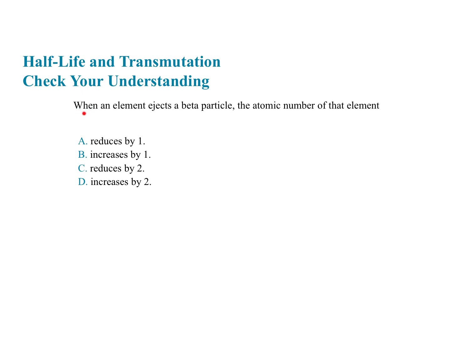The next question is really the same question, but instead of ejecting an alpha particle, what if it ejects a beta particle? When an element ejects a beta particle, what happens to the atomic number of that element? Well, we know that a beta particle is an electron, so the nucleus has ejected an electron, and in order to keep the charge constant, a neutron is turned into a proton, and that means that the atomic number has increased by 1. So the answer should be B.